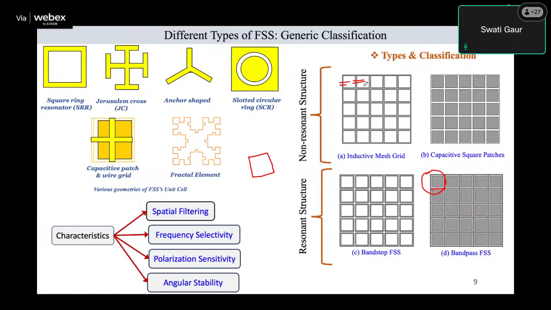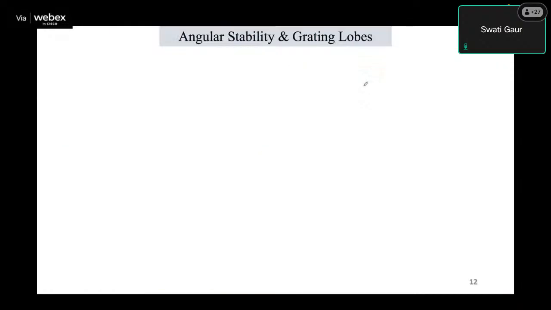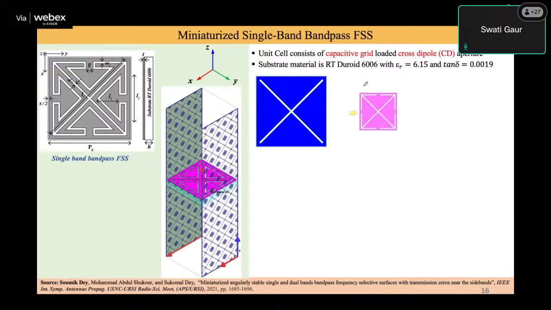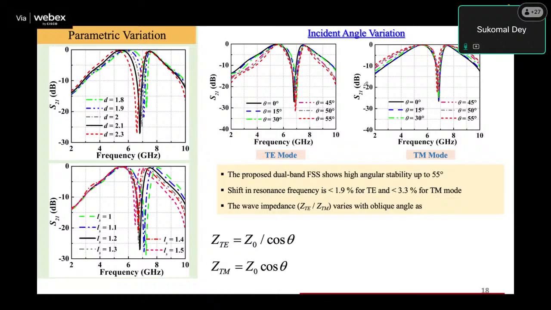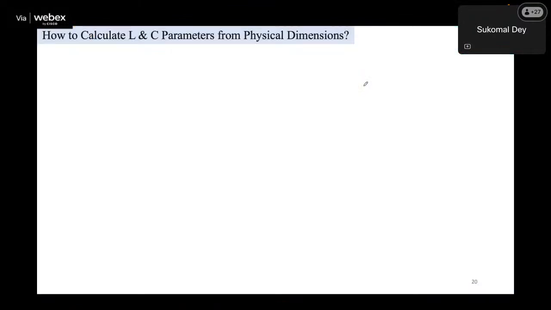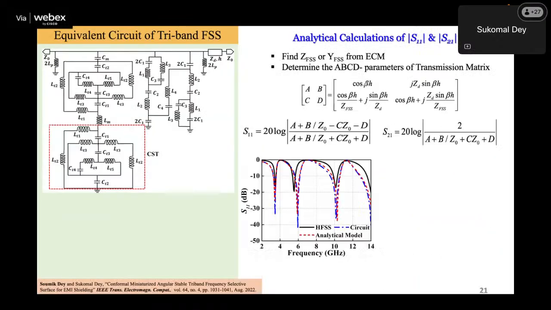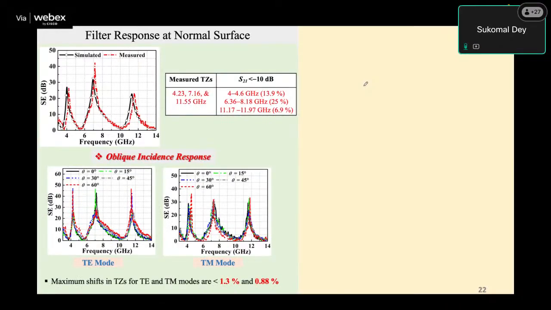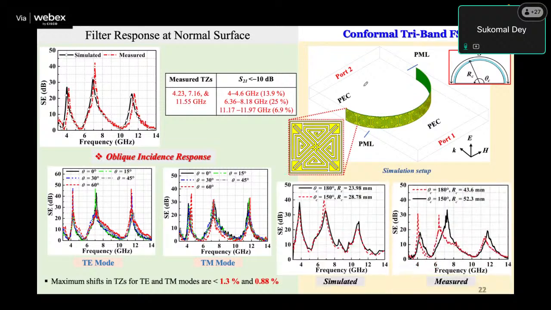Sir, welcome. One question from the participant. In slide number 22, how did you calculate SE in dB in CST? Can you please explain this with the formula? Slide number 22. Let me go to that slide. Just a second. This is the slide that you are referring to, right? This is slide number 22.